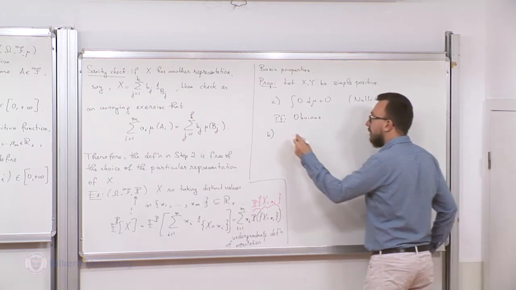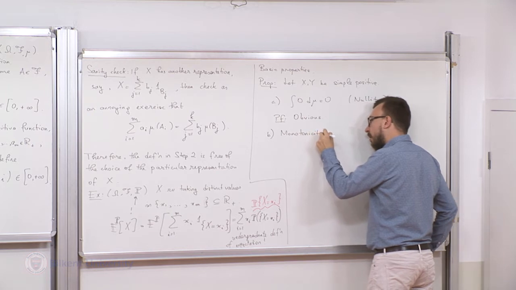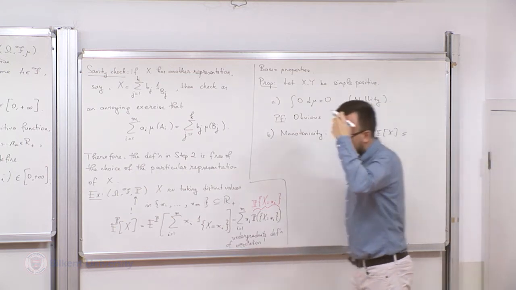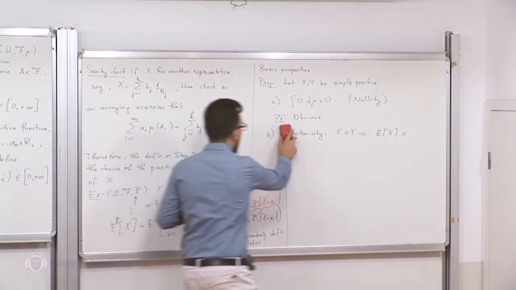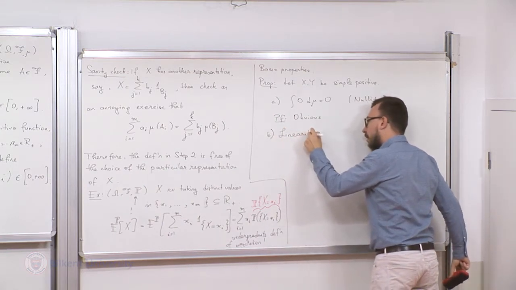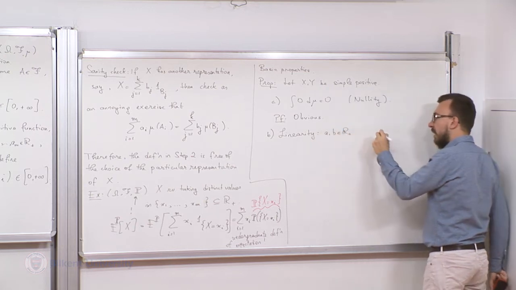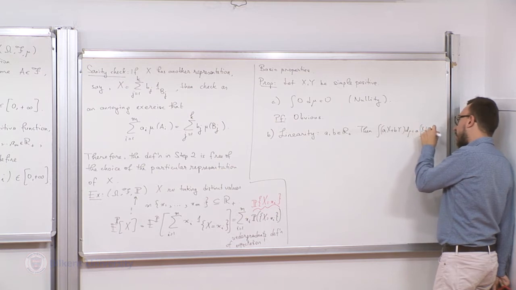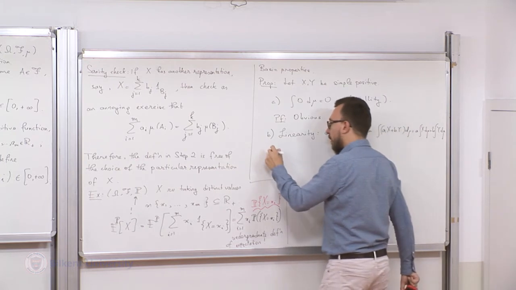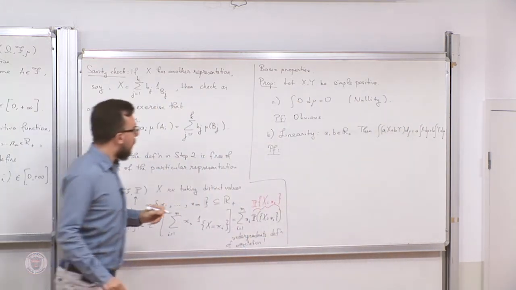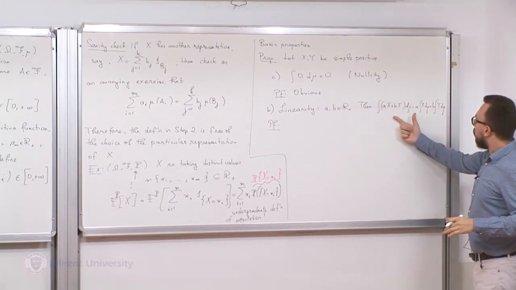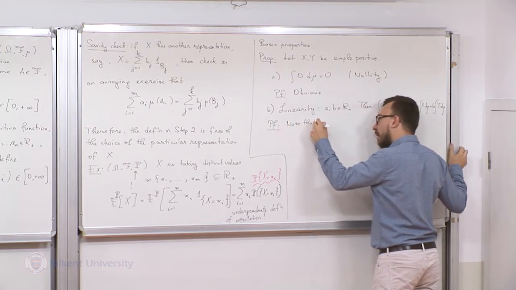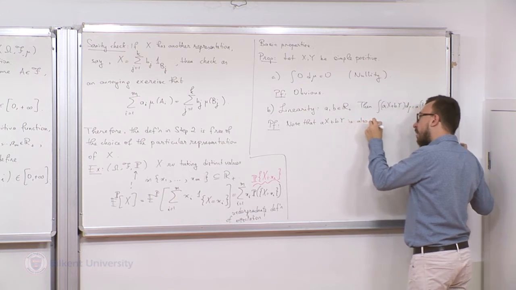So here is monotonicity. X less than Y implies expected value of X is less than... first of all, I should check linearity. So if you have a, b also positive reals, then the integral of aX plus bY is a times the integral of X plus b times the integral of Y. Well, if a and b are just constants and X and Y are simple positive functions, so note that aX plus bY is also a simple positive function.